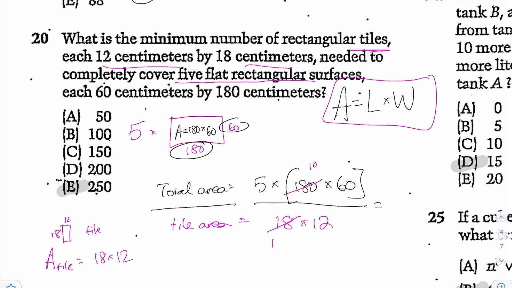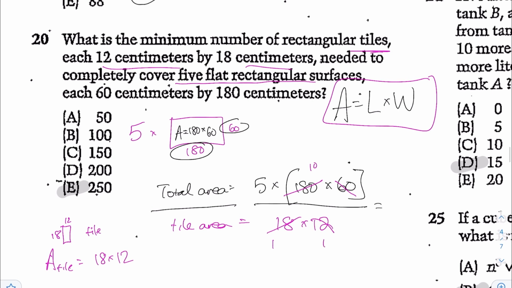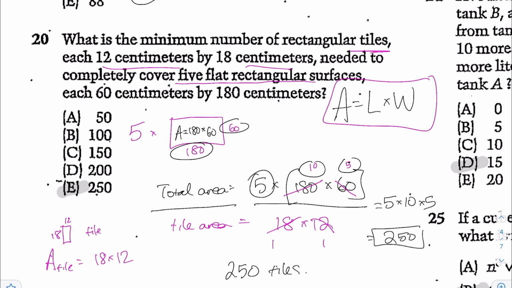Then do the same thing for 12. 12 and 60 are both in the 12 times table. They have a 12 in common, so when you factor out and cancel out that 12, you end up with 5 in the numerator. So this just boils down to 5 times 10 times 5, which ends up being 250. So that means that you need 250 tiles, and that's choice E. So here, the key was to divide the total area by the area of each of the tiles using this formula, length times width, for the area of a rectangle.